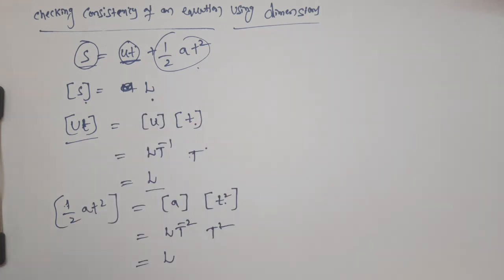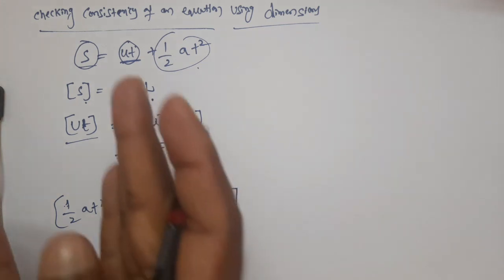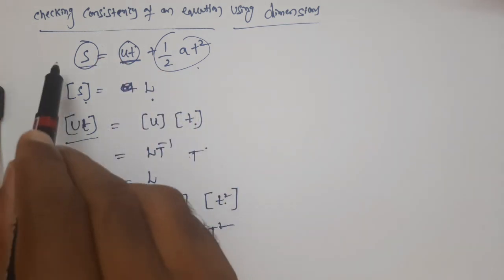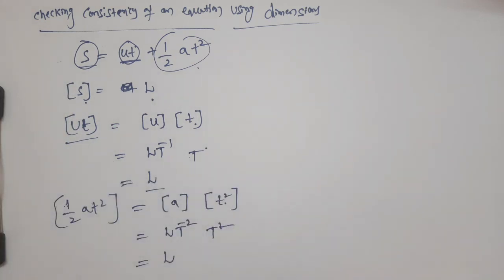So in LHS and RHS we should get the same dimensions; only then is the given equation correct. If we get different dimensions on the left hand side and right hand side, we can say that the given equation is wrong. This is the way we can check whether a given equation is right or wrong using dimensions.